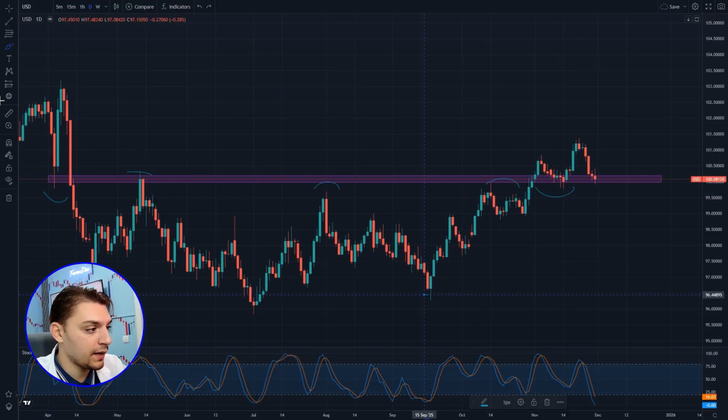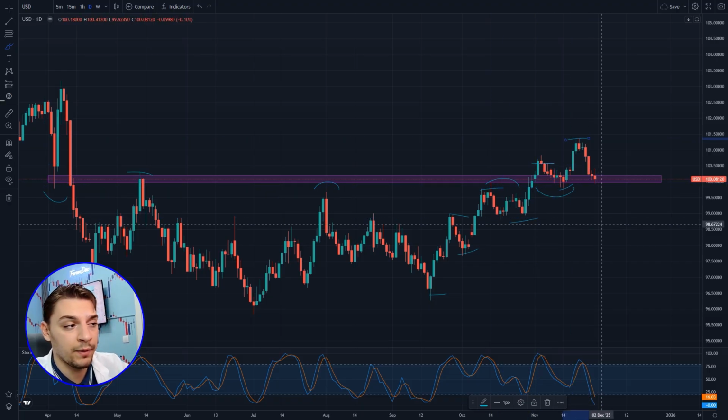Now here we still have a series of higher highs and higher lows, so we can say that price is trending up. Price formed this pullback to retest this significant zone, and right now we can wait for a bullish reaction and some opportunities to enter a buy trade. And also stochastic RSI is below 20.